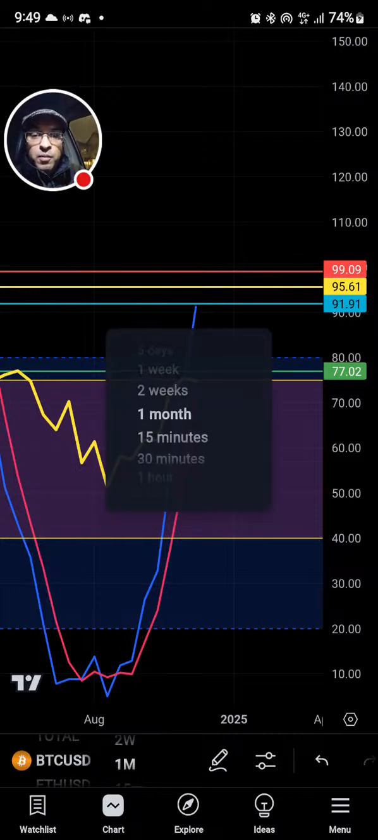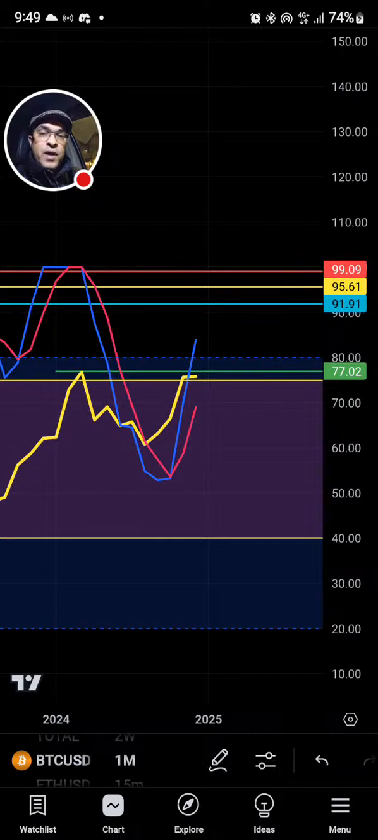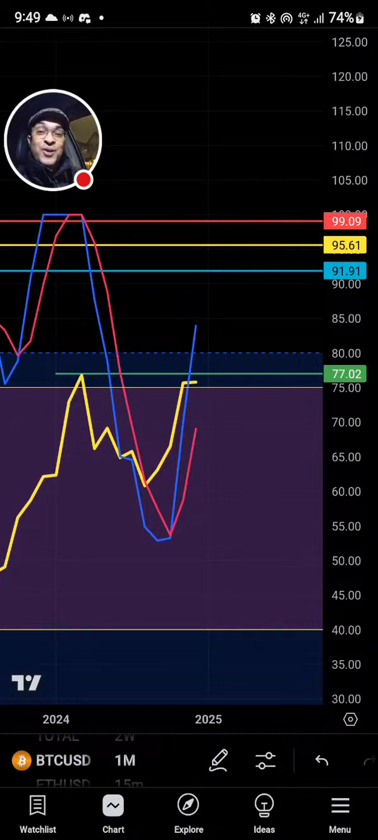Let me move over to a monthly. This is what I see on a monthly. Look at that. Beautiful. Just like the 2 weeks, that's what it's showing. Where's the resistance? A lot of people don't look at these things.